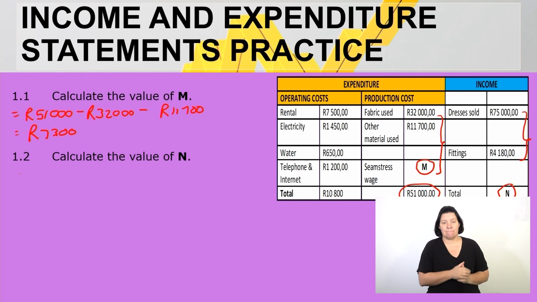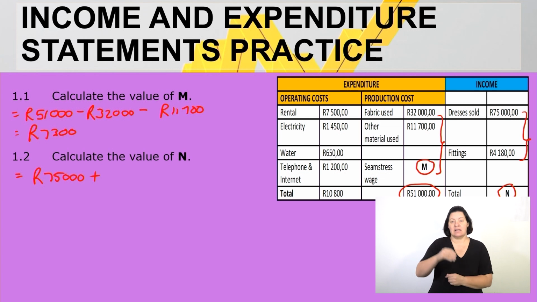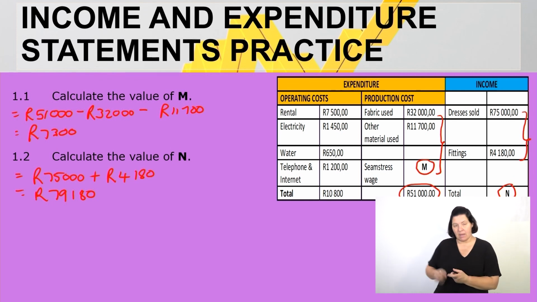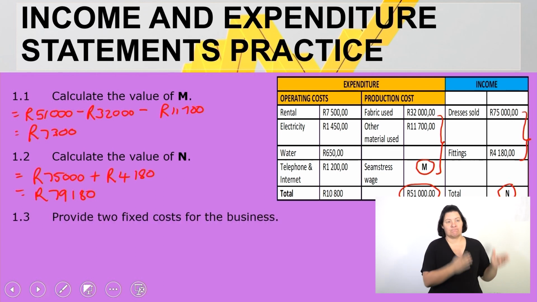So therefore, I'll take the 75,000 rand plus my 4,180 rand to see what the total will be, the total income. Okay, so let's type that in, 75,000 rand plus 4,180 rand, and that should give you a total income of 79,180 rand. Okay, so I added the dresses sold to the fittings, and that gives me a total income of 79,180 rand. Okay, now let's move on to our next question.